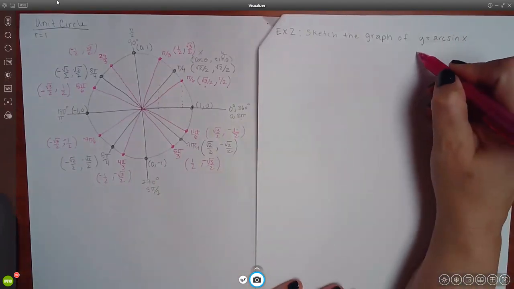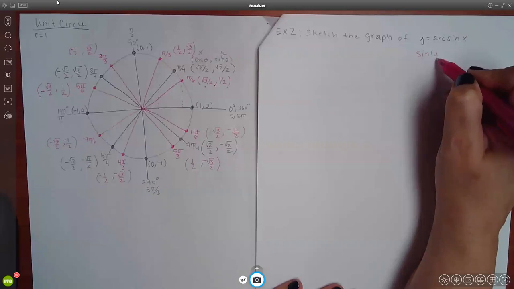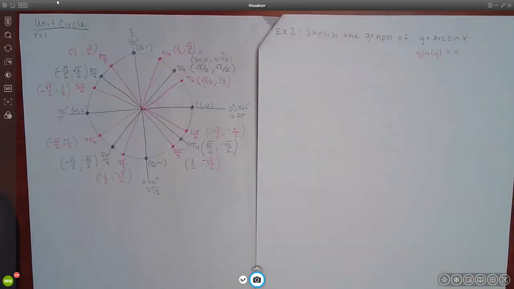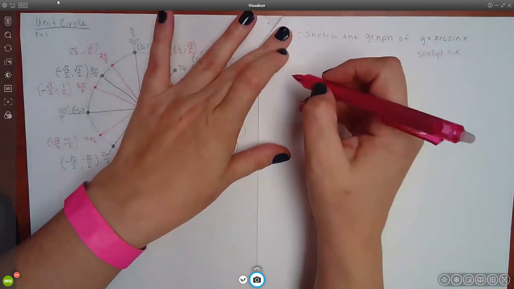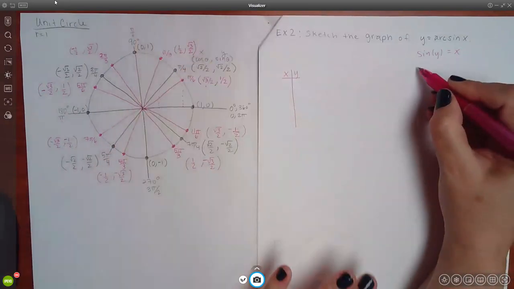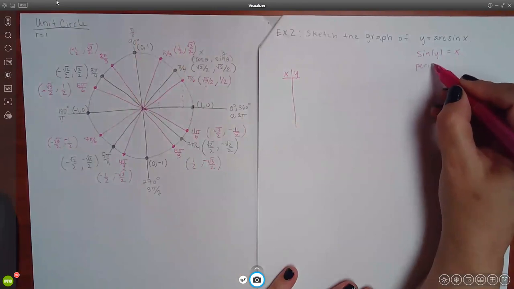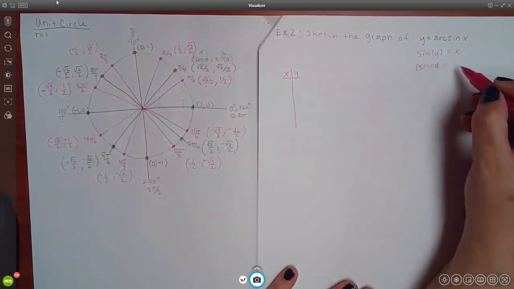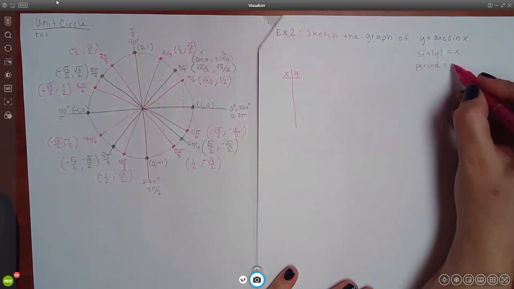Remember, you can say sine of y equals x, right? Same meaning, just the other representation of it. What I can do is I can just graph sine. You already know the values. You know that the period is what for sine? Let's see if you remember. What is it?